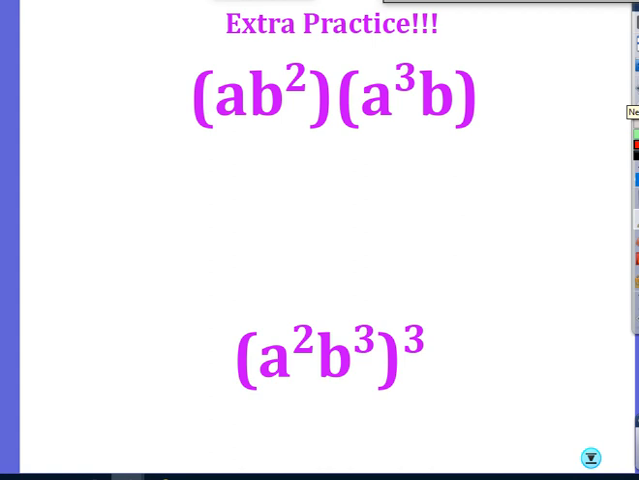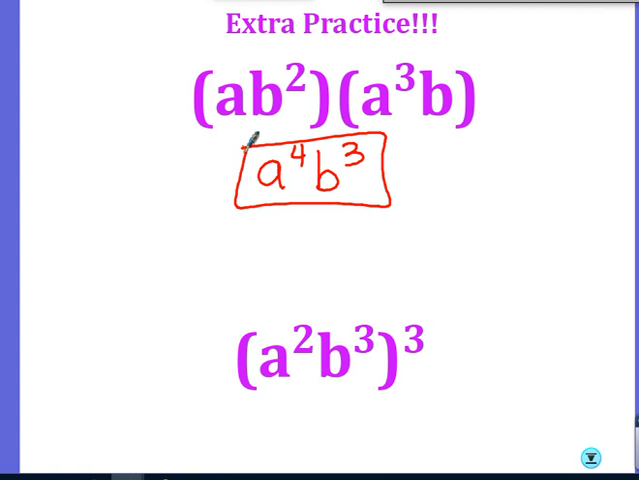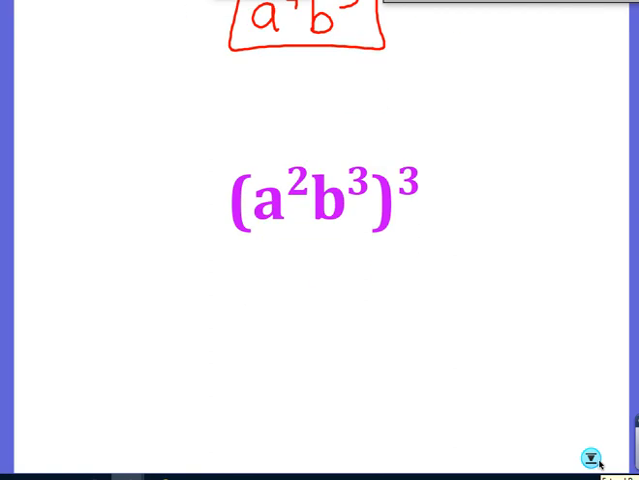I will go through a couple more examples. Some of these examples will be monomials times monomials, and some of them will apply power to power. This first example of a b to the 2nd times a to the 3rd b is a monomial times a monomial. Therefore, you will add your exponents. This next example is power to power. We notice it's power to power because we have an exponent on the outside of our parentheses.